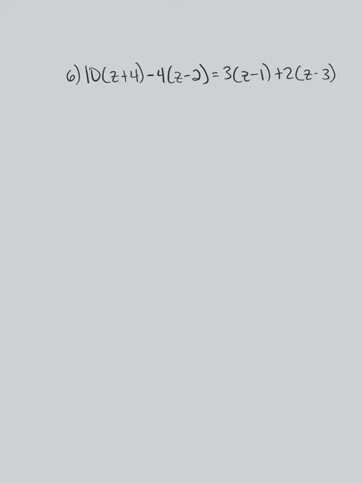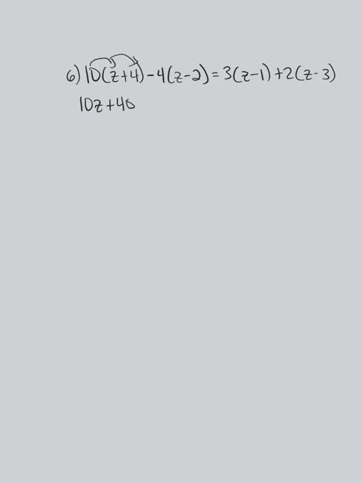So we have double distributions to do. On my left side, first I distribute that 10. Okay, so I end up with 10z. 10 times 4 is 40. Remember, the most common error with distribution is forgetting to distribute on that last number there. Some people actually accidentally write 10z plus 10.